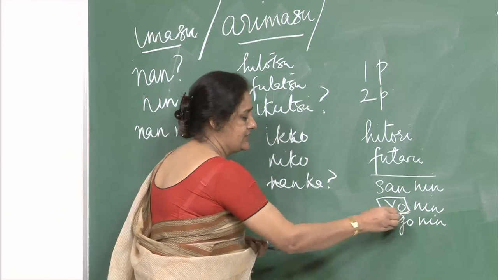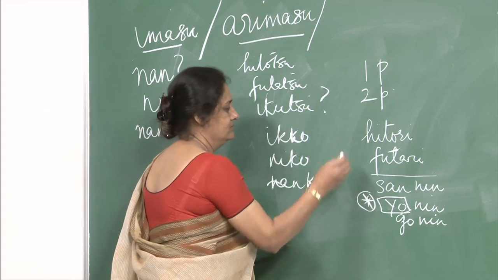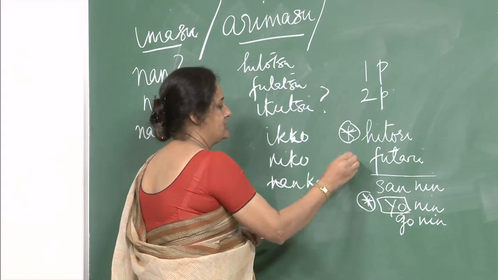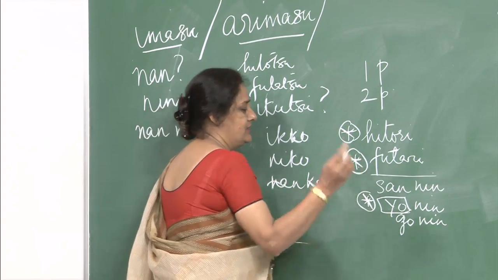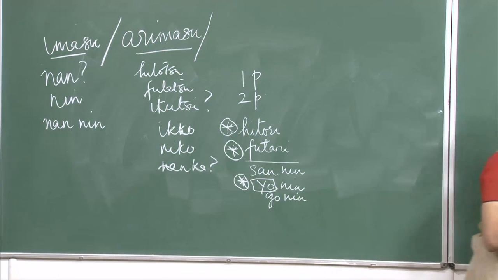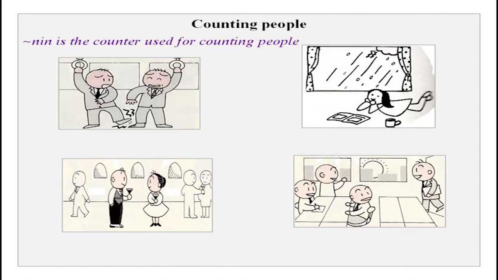Hitori is an exception, and futari is again an exception. Otherwise, it is all numbers all the time. Now, you can practice. Nin is the counter used for counting people. Now, you would be understanding counters by now, because we have done a number of counters so far. Well, you can look at the picture and tell how many people are there.